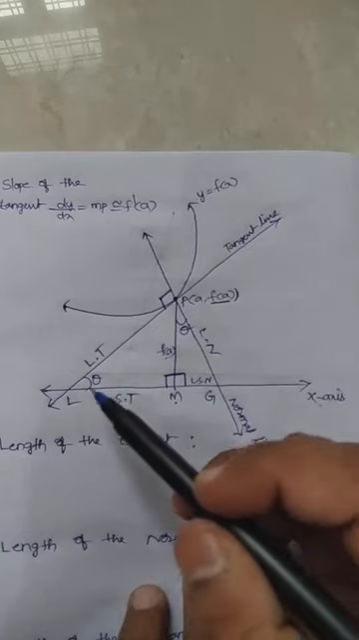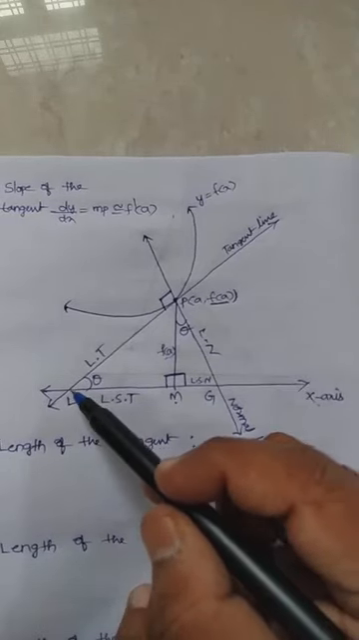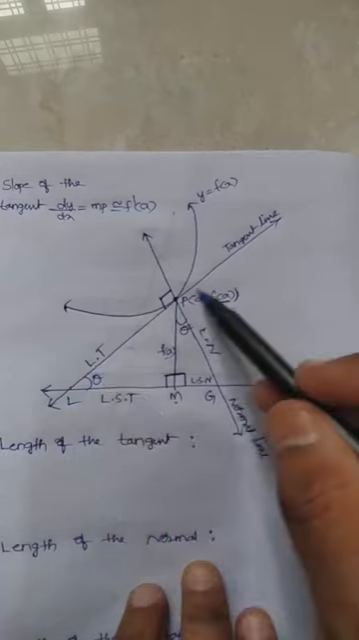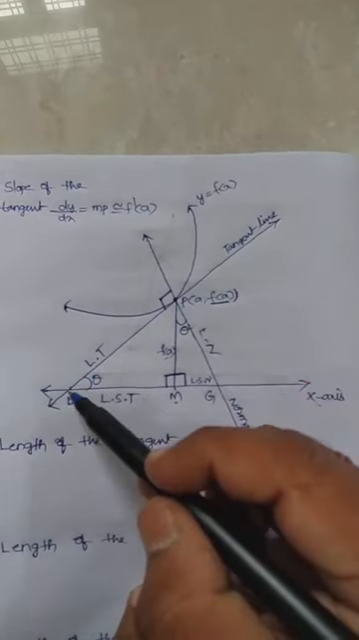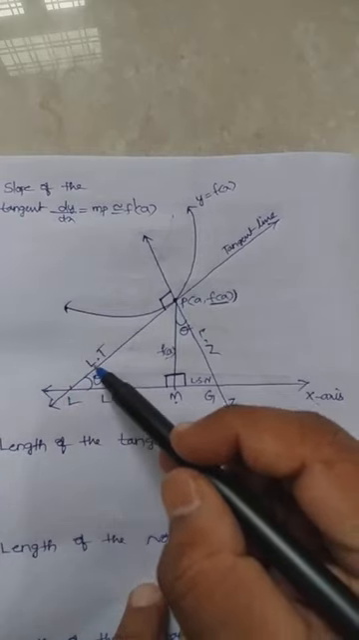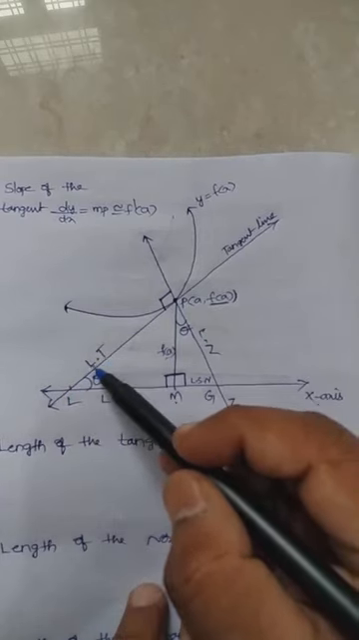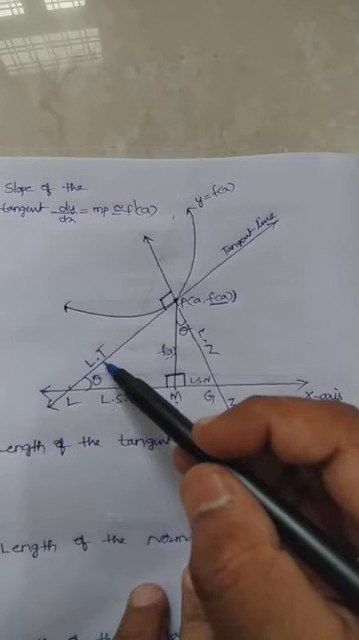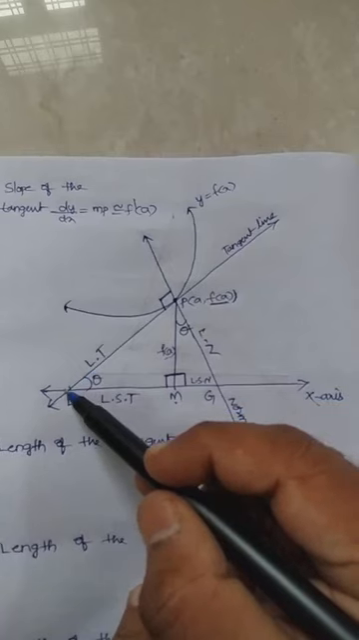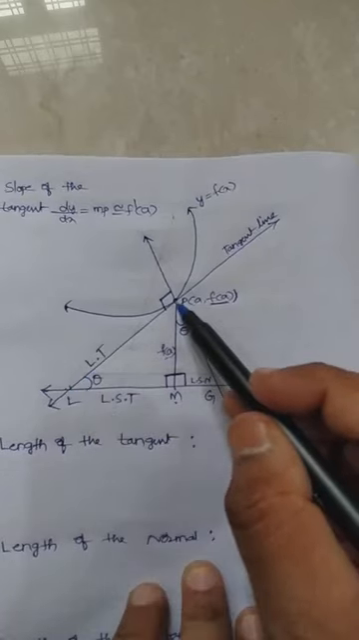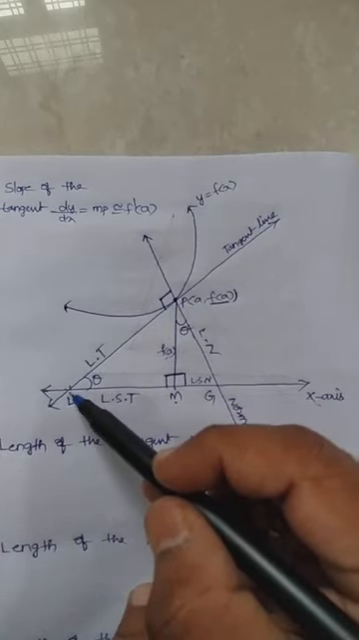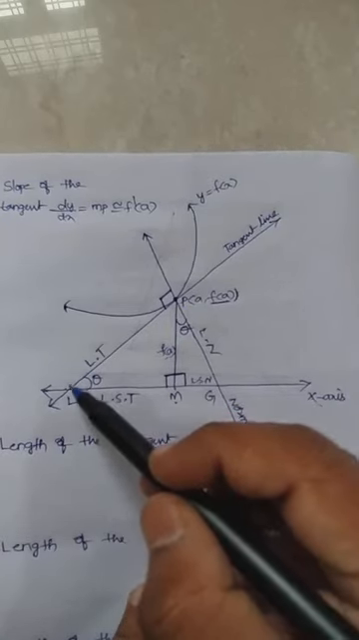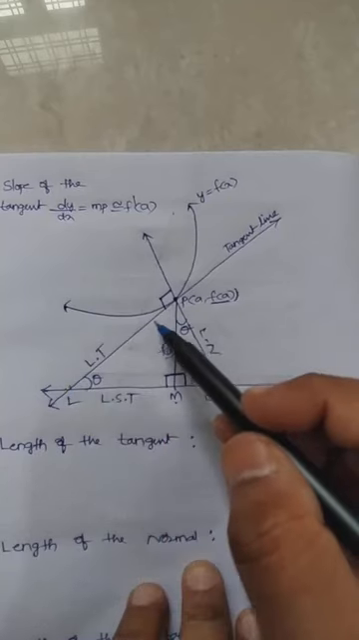Now coming to our topic, this PL bar, which line is it? Tangent line. This PL bar is called the length of the tangent. When you are going to find the length of the tangent, you are going to find this length, from P to this L, where the tangent line intersects the x-axis. So this PL bar is called the length of the tangent. This is the first one.